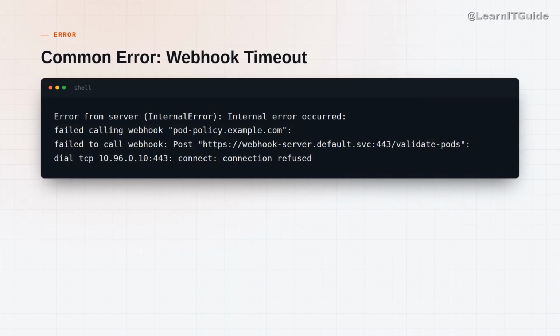So what happens when things go wrong? You will often see this connection refused error. This means the API server tried to reach your webhook service but could not connect. This usually happens because your webhook server is not running, or your network policy is blocking the traffic. It is the most common reason for deployment failures in clusters with custom webhooks.